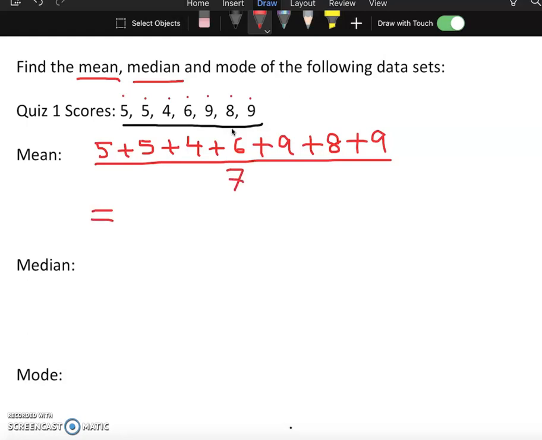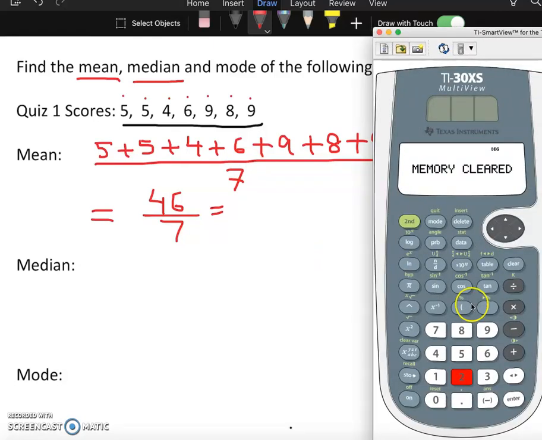And we can just add all of them on the top. Okay, so 5 plus 5 is 10, plus 4 is 14, plus 6 is 20, plus 9 is 29, then 34, then 46. 46 over 7. And you can have your calculator if you want, right? You can check it with the calculator, and you're going to have the same thing.